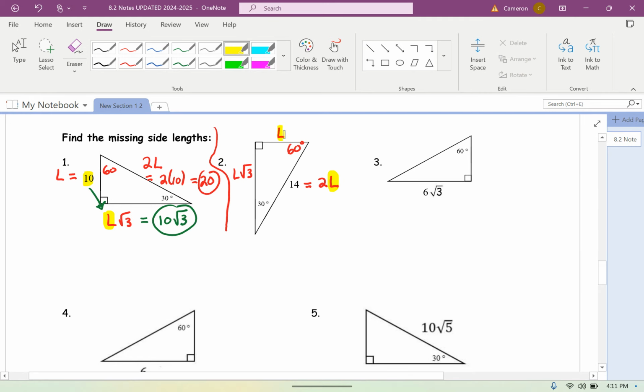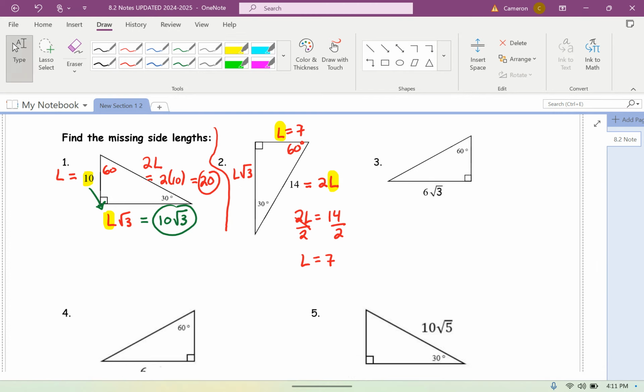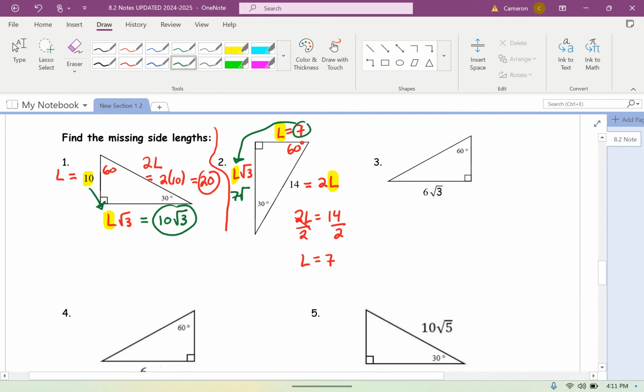If I want to get L by itself to get the short side, I'm going to divide both sides by 2. 2L equals 14. Divide by 2, divide by 2. Tells me the short side across from 30 has to be 7, which would make the side across from 60 7 rad 3. We got L was 7. Now I take my 7 and I plug it in for L on the medium side. So this would be 7 rad 3.